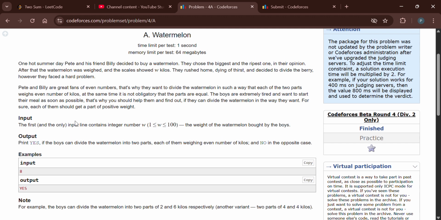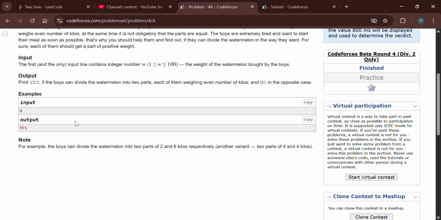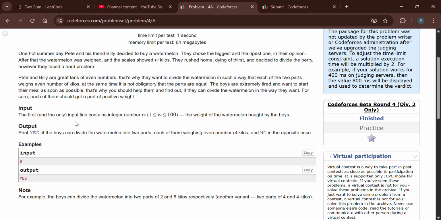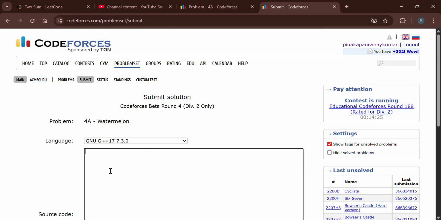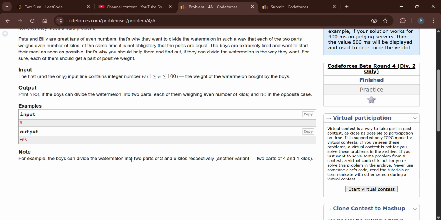So actually this problem statement says that there are two brothers. They go to a watermelon vendor, see and select a watermelon that they want to buy. They divide it into two halves, one for each brother. Their main condition is that the two divided parts must be even. So brother A receives an even number of kilos, and brother B also receives an even weight.